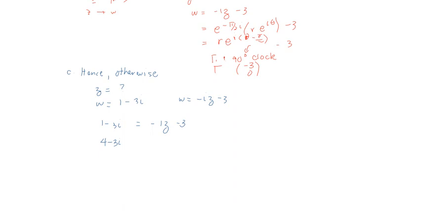Let me erase this. So combining terms together, minus 3 transferred to the other side will become 4. So we shall have 4 minus 3i equals negative iZ. So negative iZ is equal to 4 minus 3i. So our Z is equal to 4 minus 3i over negative i.